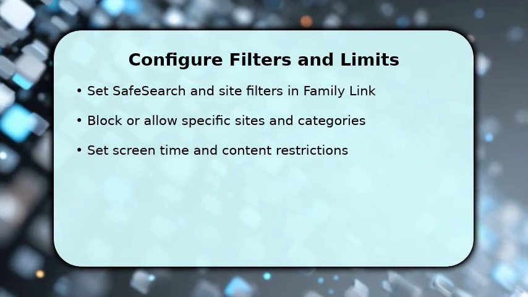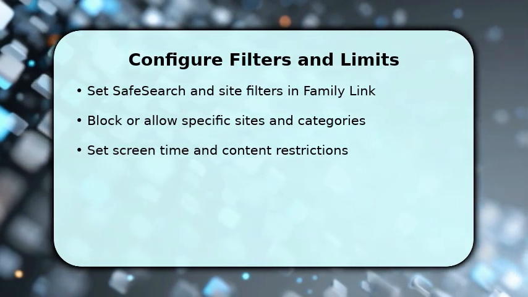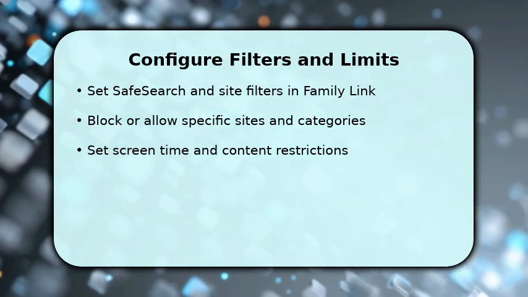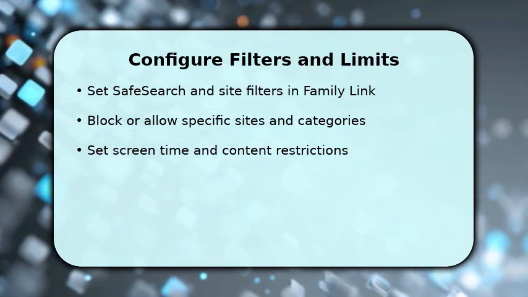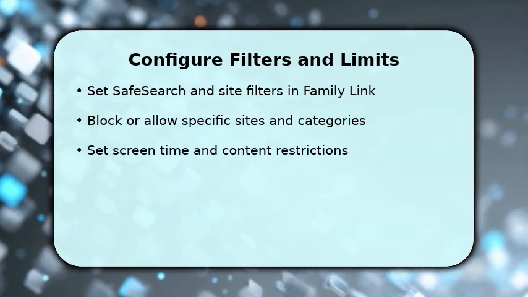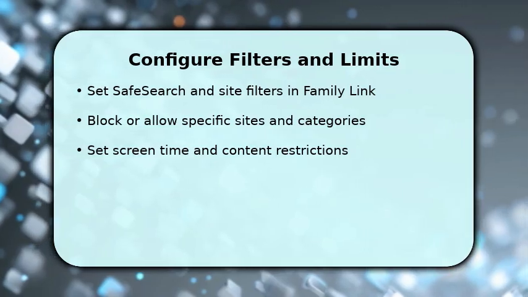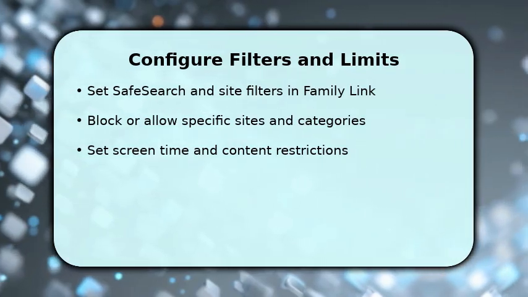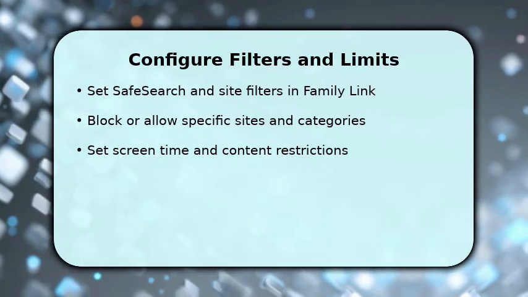Now configure the detailed filters and limits that enforce safe browsing. In Family Link, choose the child account, then enable Safe Search and select content restrictions. Add blocked or allowed sites manually to refine control. Once done, set screen time limits and bedtime schedules so usage stops automatically.